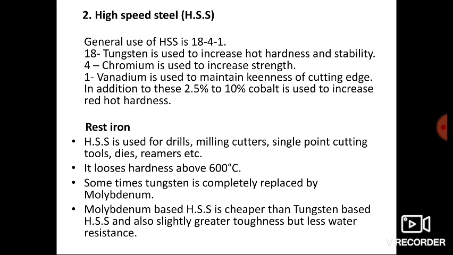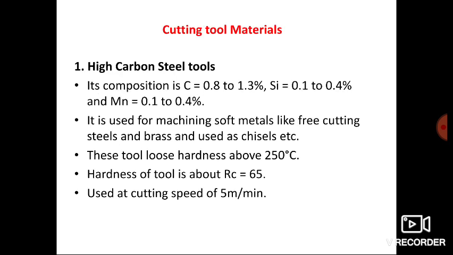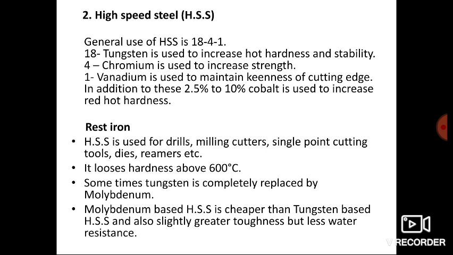In addition to this, 2.5% to 10% cobalt is also used to increase its hardness, and the rest is iron. HSS is used for drill bits, milling cutters, single point cutting tools, dies and reamers. It loses its hardness above 600 degrees Celsius. The earlier tool, high carbon tool steel, loses its hardness above 250 degrees Celsius, whereas high speed steel loses its hardness above 600 degrees Celsius. Sometimes tungsten is completely replaced by molybdenum.